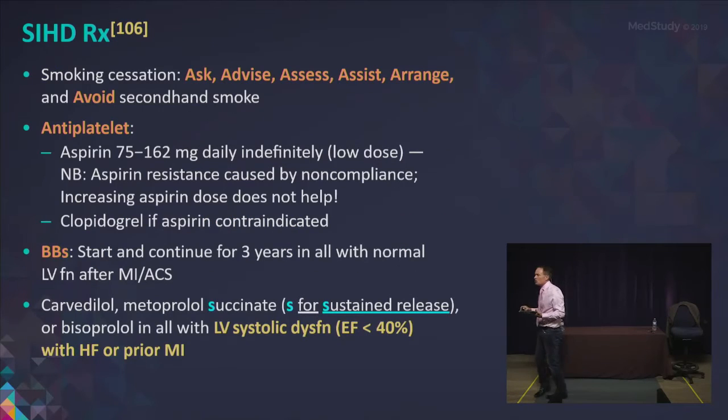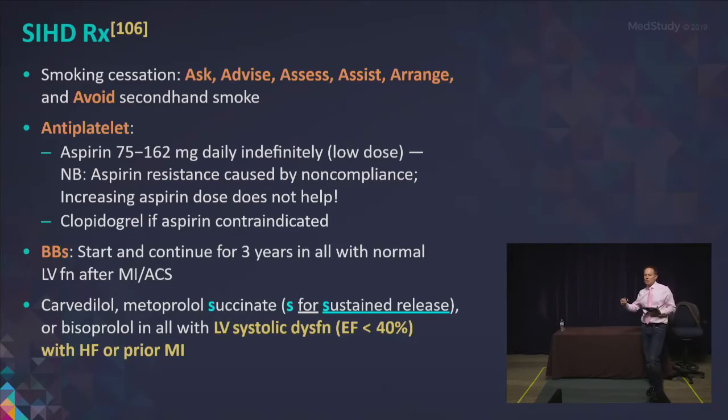Smoking, of course, this is a no-brainer, but you want to check on people. Ask, advise, assist, arrange, avoid, etc. And also now, a new thing just came out recently, vaping as well is also considered. So don't get your persons off the cigarettes and say, oh yeah, the vaping's okay. Actually, no, it's now considered a cardiovascular risk as well.